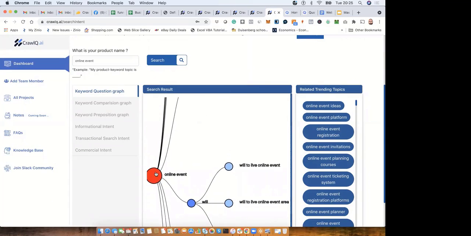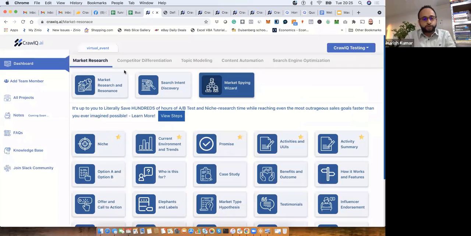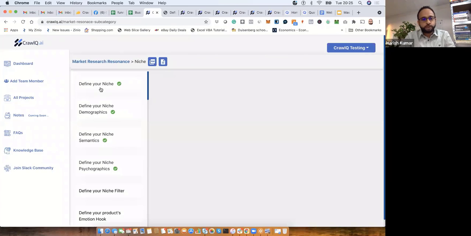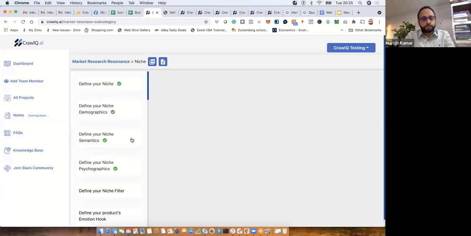Because there's quite a lot of research and parts to complete before we can get something tangible at the end, I would say just play around with it and fill in only this information: niche, demographics, semantics, psychographics. And then just play around. You will notice that 50-60% of the information is already mapped, because this is key, right?